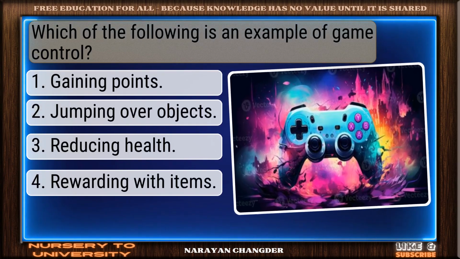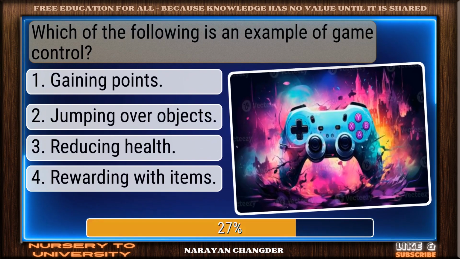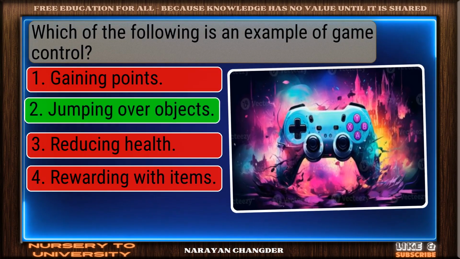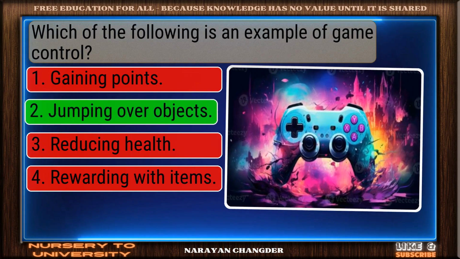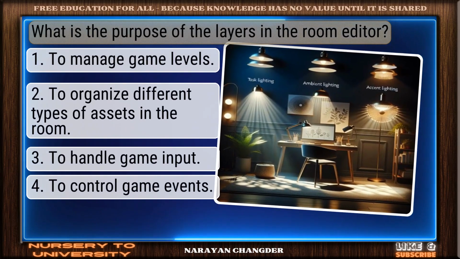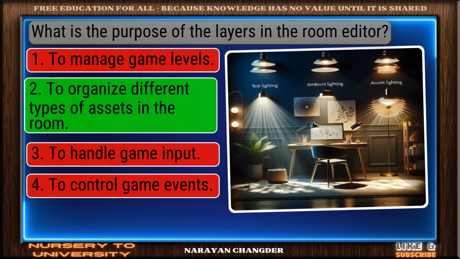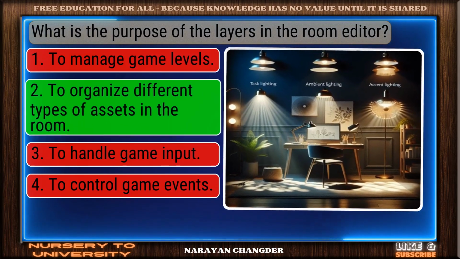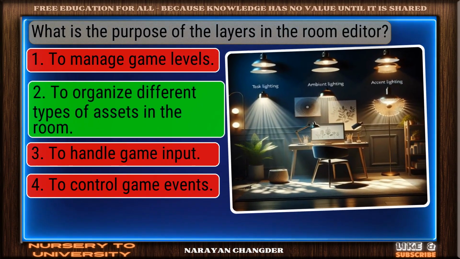Question number 3. Which of the following is an example of game control? Sharp thinking. Jumping over objects is the right choice. Question number 4. What is the purpose of the layers in the room editor? Excellent choice. To organize different types of assets in the room is the right answer.